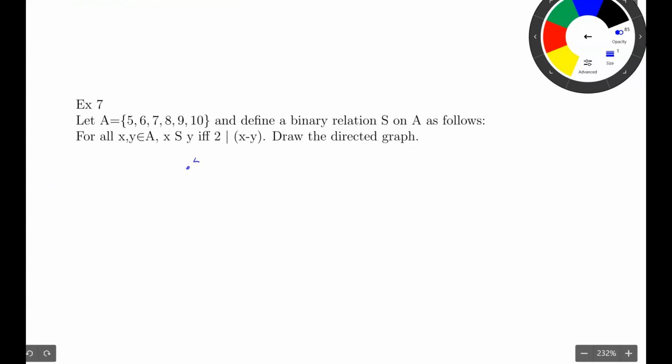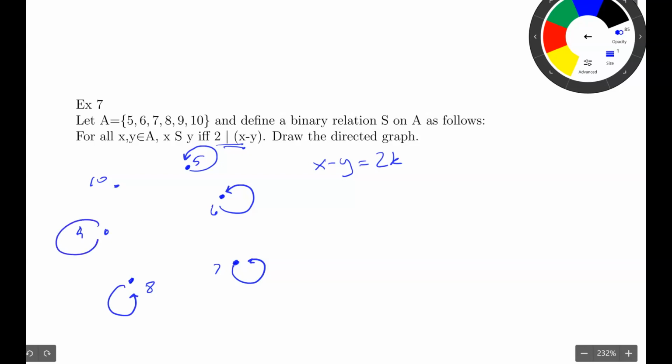All right, here we go. So here's 5, 6, 7, 8, 9, and 10. Okay, so what's the relation? That 2 divides x minus y. So x minus y is equal to 2k. So let's think about each of them by itself. If I take 5 minus 5, is that a multiple of 2k? Sure is, because k can be 0, right? So every one of these relates to itself, right? Okay, so I'm going to start with that.